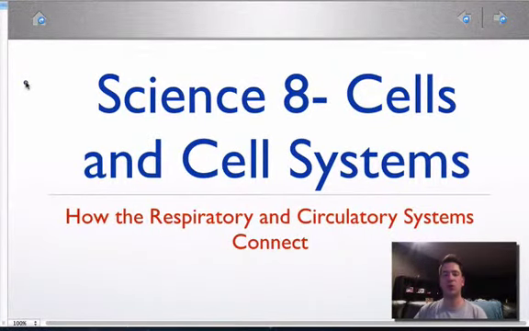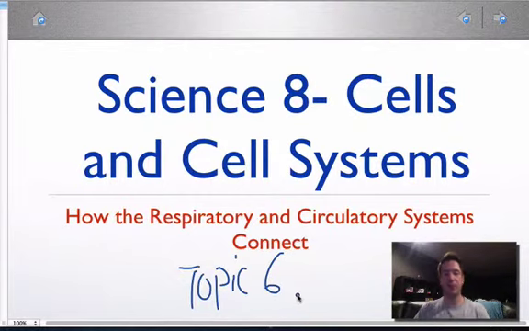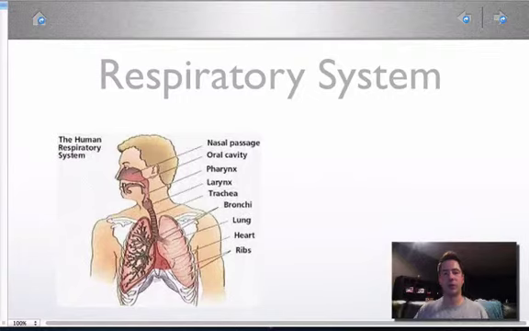Today what we're going to talk about is how the respiratory system and the circulatory system connect. This is for you Science 8 students studying cells and cell systems, and this is going to be topic 6 in your textbook for study reference to help you out. So the first thing we're going to talk about is what is the respiratory system.